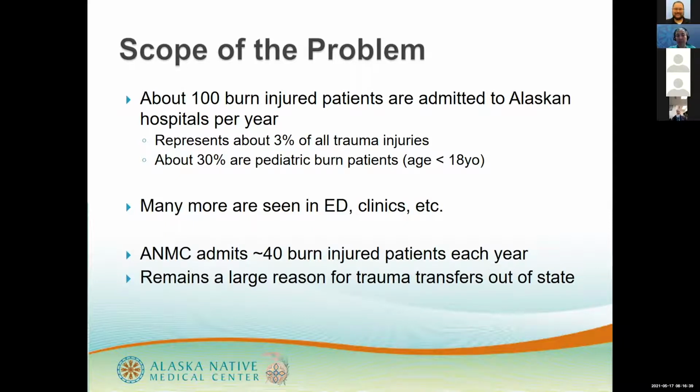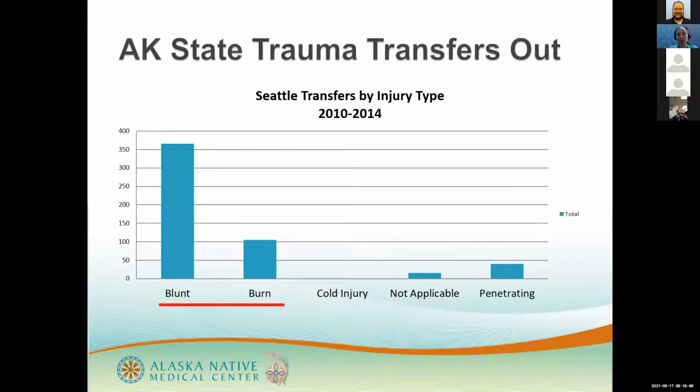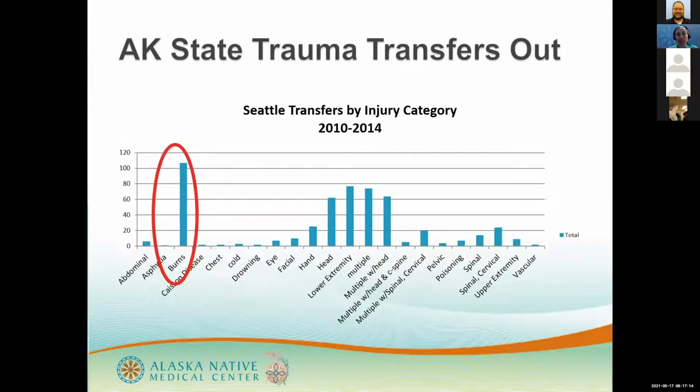I'll go through some data to show you that statewide, burns still remain a large reason for trauma transfers out of state. So this was 5 years of data that we looked at, Alaska trauma injuries and who is being transferred out of state. And as you can see, the majority of trauma transfers are due to either a blunt trauma mechanism or burns. And in these 5 years, there were over 100 patients that were transferred out of state for burn care.